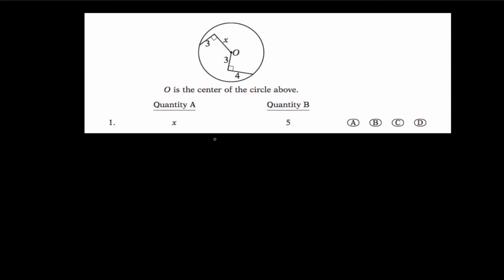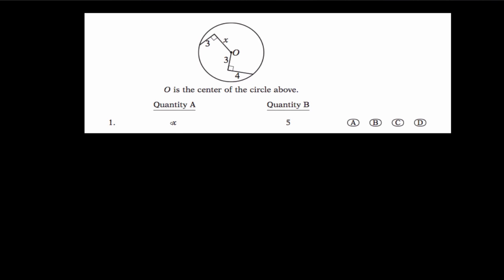Hello, and welcome to the first video in the series of videos that we'll be doing on the revised GRE general test. The question we're given here is a circle, and you're told O is the center of the circle above.